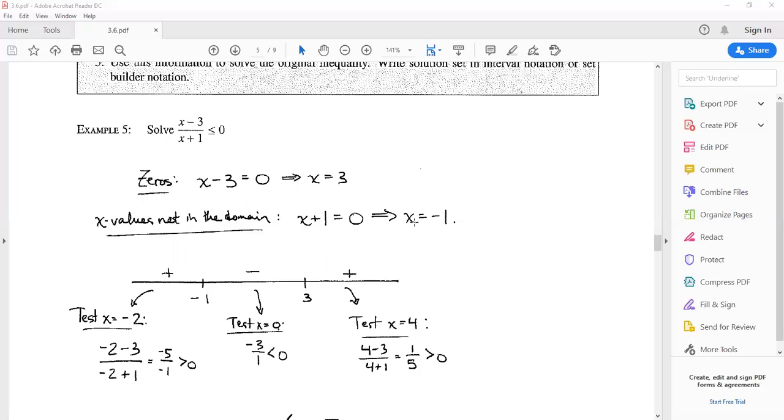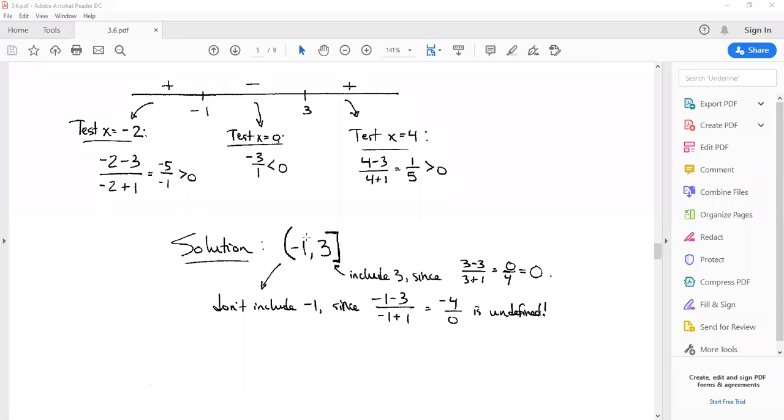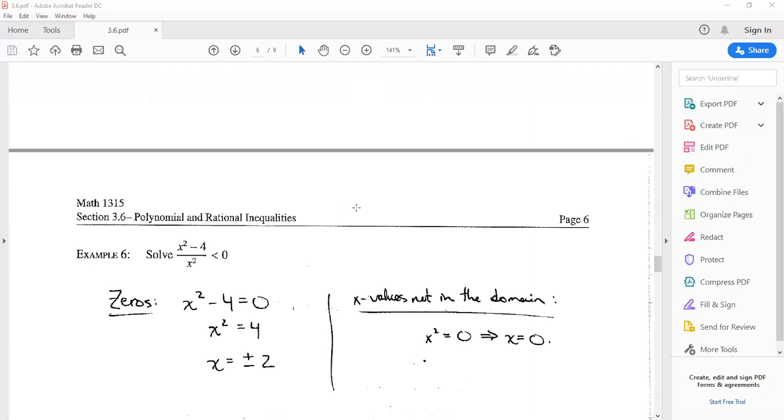So x equals minus 1 does not get to be included in our answer. In particular, we get that the solution is the interval from minus 1 to 3, which includes 3 but does not include minus 1, since the function is undefined at minus 1, but it is equal to 0 when x equals 3. OK.